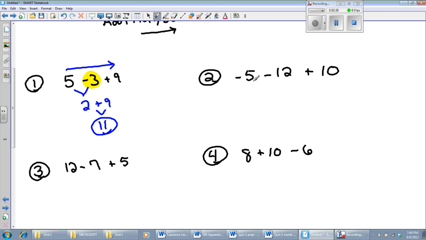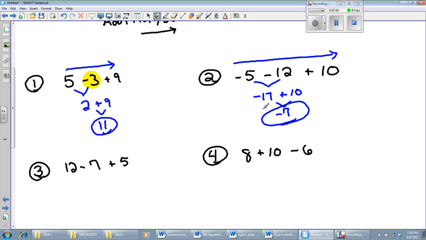Okay, look at this problem. I see subtraction, or negative. I see subtraction. I see addition. I'm going to go left to right. This will be my first step: negative 5 minus 12, negative 17. Then I will add 10. 17 negatives, 10 positives gives me negative 7. Yes, that is the correct answer.